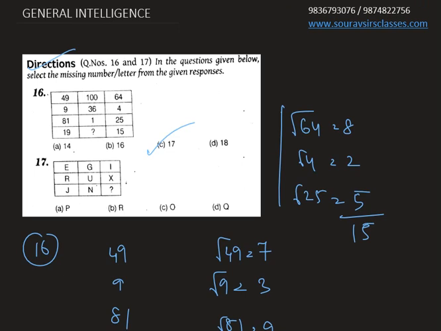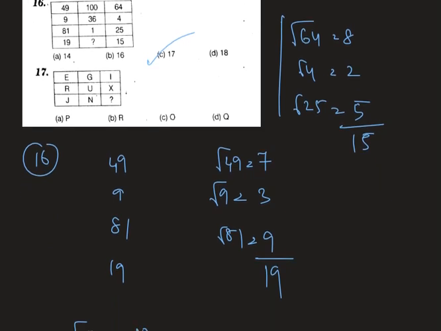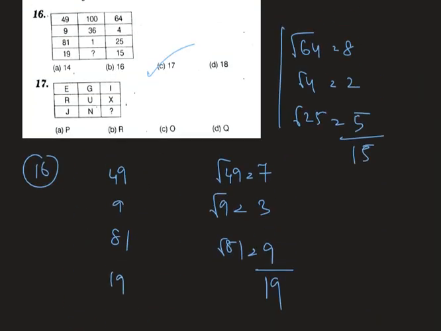Now let's check the next question. In the next question we have some letters written in a matrix form. There are 3 columns and 3 rows, and we have to find the last letter in the last column. So first of all we convert all these letters into their positional numbers to find the perfect pattern inherent in this matrix.